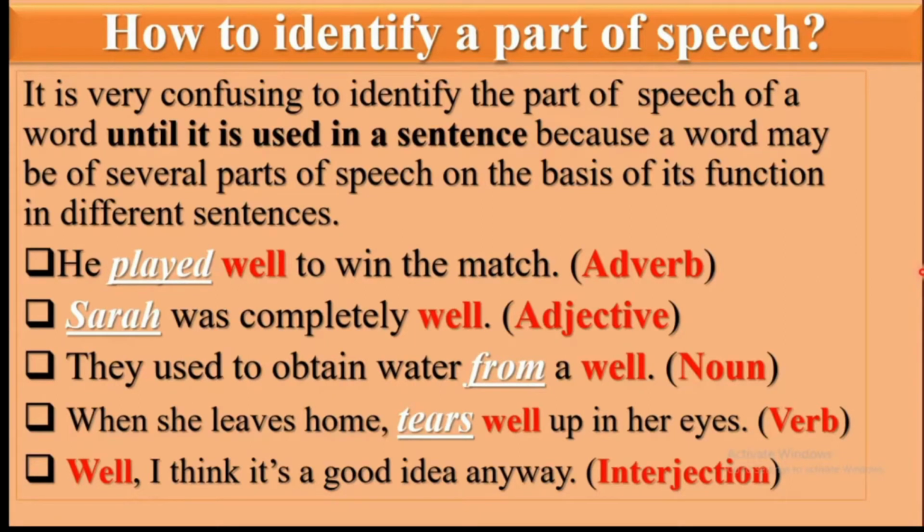In the fourth sentence, when she leaves home, tears well up in her eyes. Well here is a verb because it expresses a kind of action of tears coming out from someone's eyes. In the last sentence, well, I think it's a good idea anyway. It's an interjection because it has emphasized the idea or the feeling. I will talk about all these parts of speech in detail, step by step.